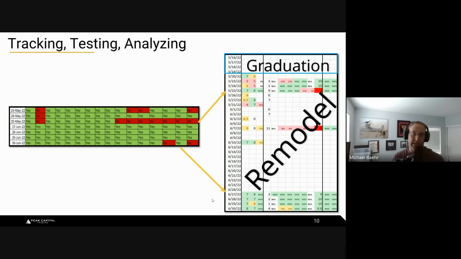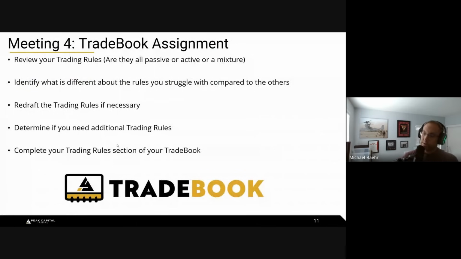This is what you get when you track and analyze your stuff. You figure out when you should be trading, when you shouldn't be trading, right? And when you should be doing other stuff. So then here's this. So that is your assignment in the meeting.